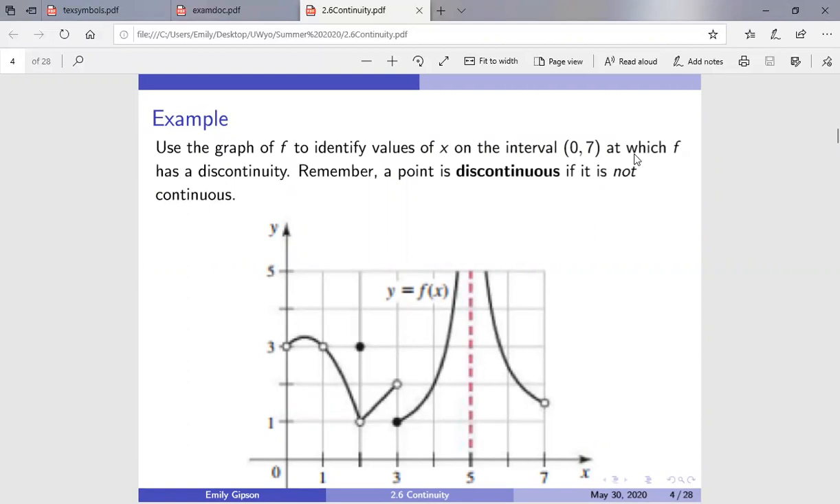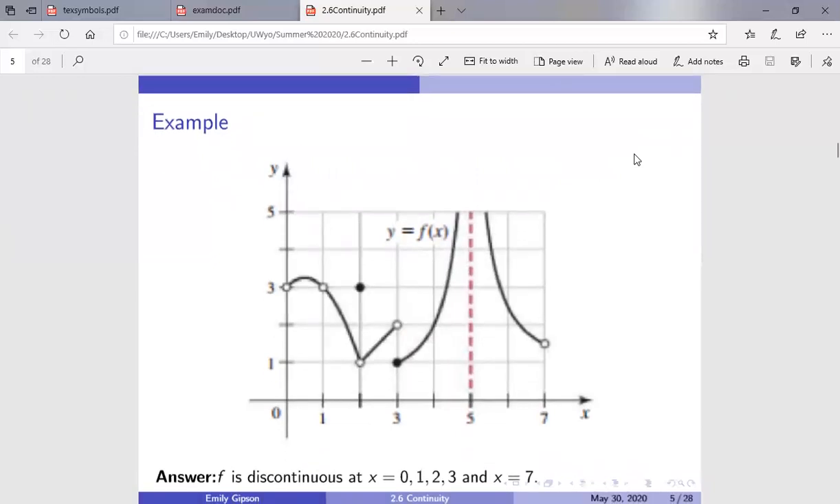So in this example, I want you guys to use the graph of f to identify the values of x on the interval 0 to 7, at which f has a discontinuity. And remember that a point is discontinuous if it is not continuous. So go ahead, take a moment and pause this video and find all the places from 0 to 7 on this graph where f is considered to be discontinuous. So take a pause and come back in a moment.